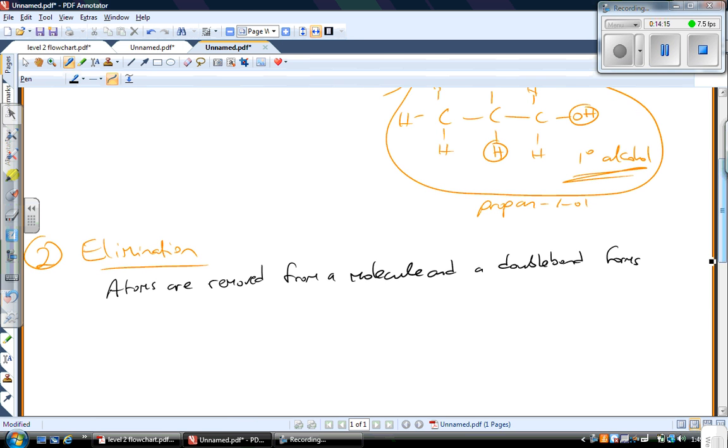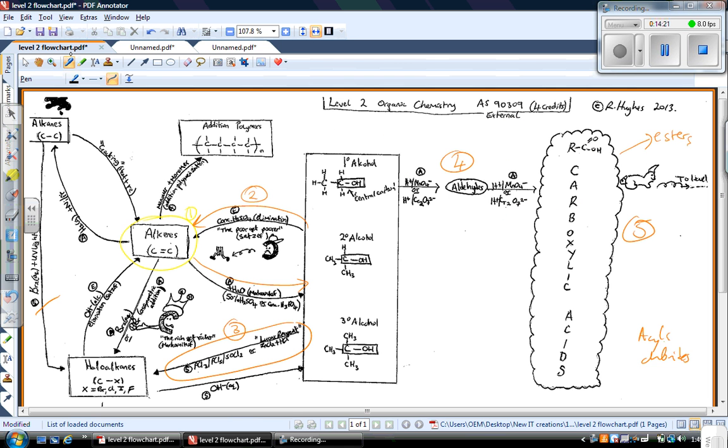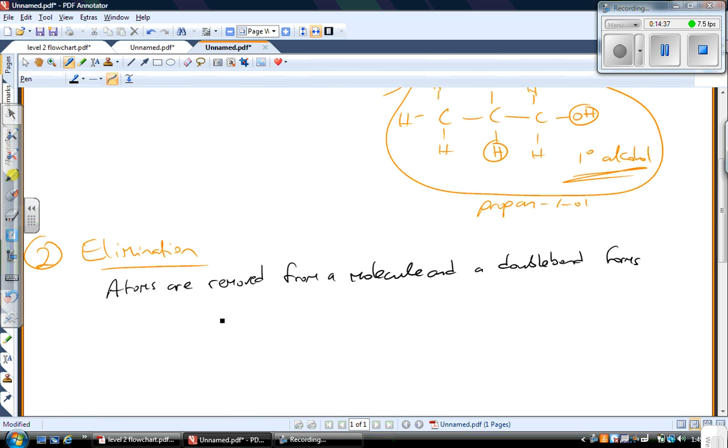So with elimination reactions, if we go back to our level 2 flowchart for a second, the one that we had highlighted, which was this one. So we're into step 2 now. We've done step 1, addition reaction on an alkene. We formed an alcohol. We formed a primary and secondary as major and minor products. Now we're looking at an elimination of a primary alcohol back to an alkene. So with the definition we just said, in an elimination reaction, atoms are removed from a molecule and a double bond forms, aka an alkene.